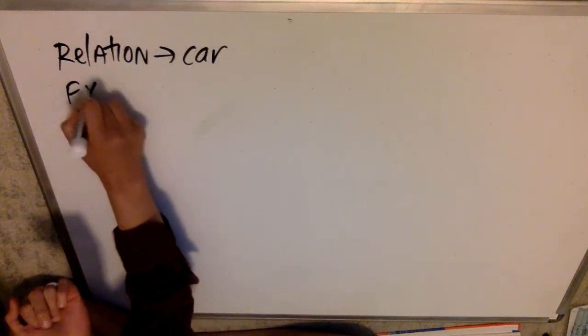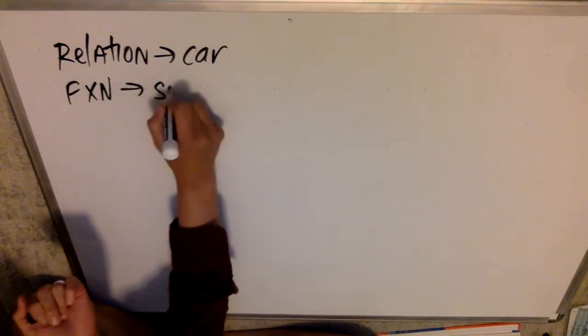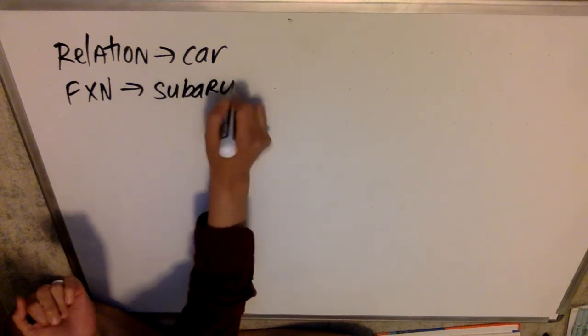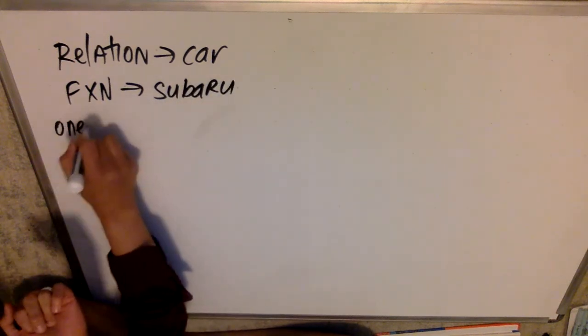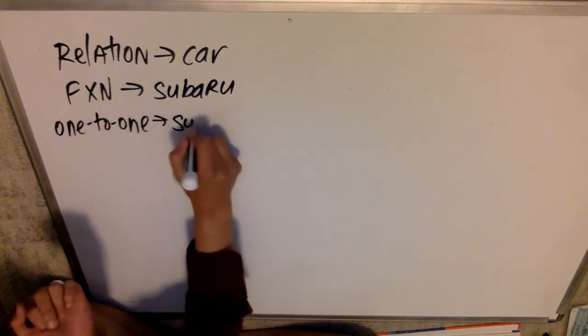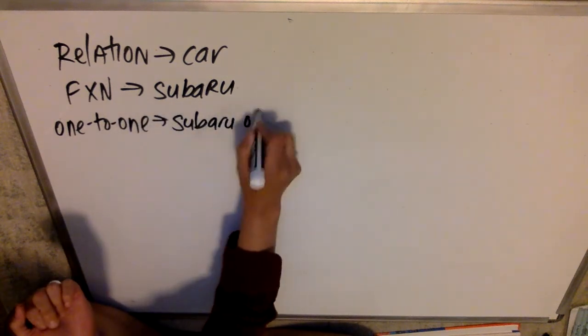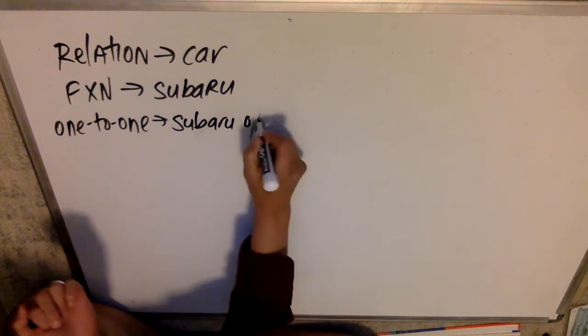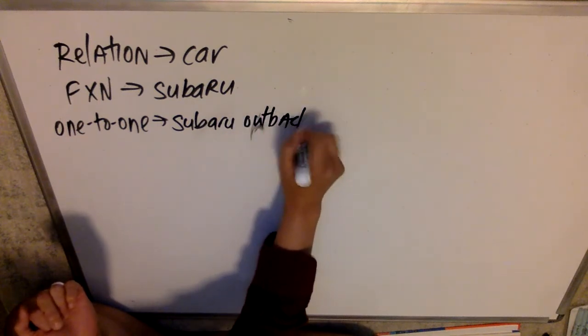And the word function might be like saying Subaru, right? Which is a type of car. And the phrase one-to-one function, well, that's a more specific kind of function, like a Subaru Outback. So it's already a function. That's not how you spell Outback. Right? So it's already a function, right?